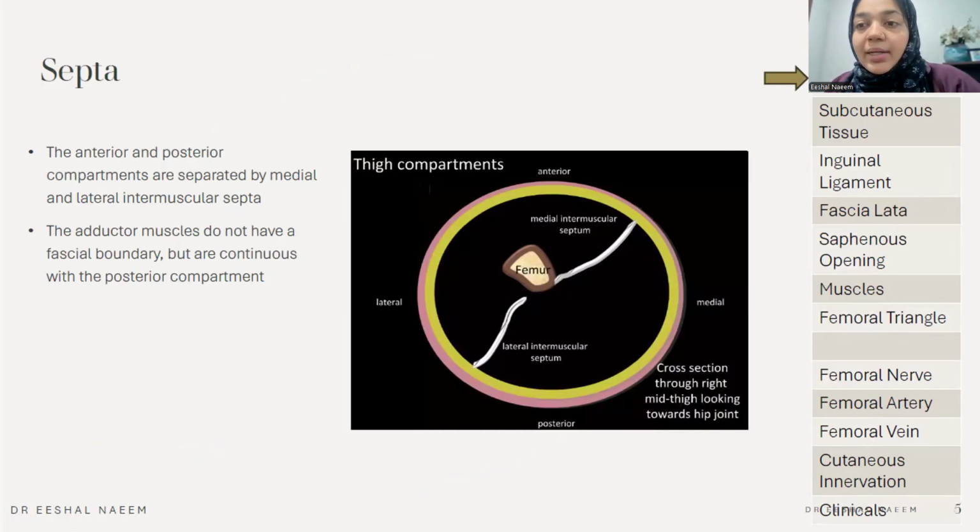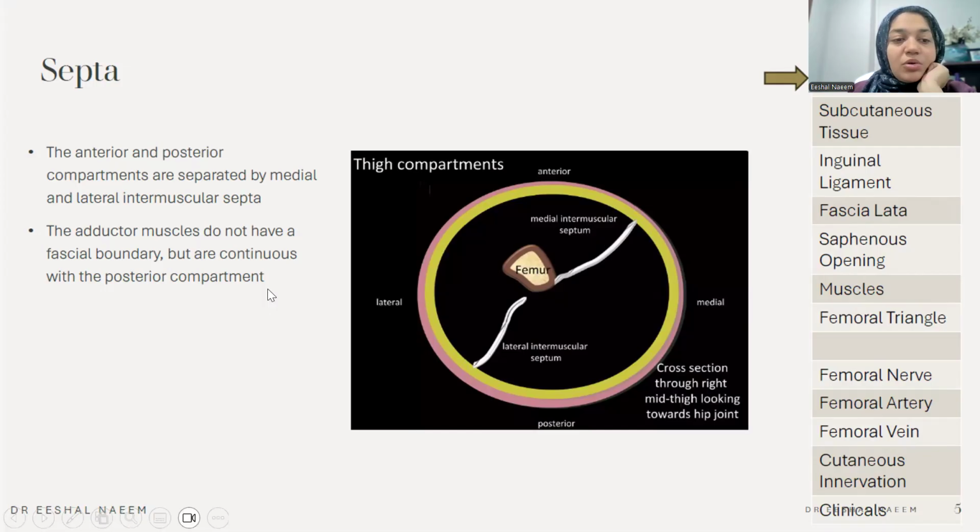Now, septa are like invaginations of connective tissue. The anterior and posterior compartments are separated by medial and lateral septa. As you can see on the cross section here, the femur is in the middle, and then we have the lateral and medial intermuscular septum that enclose really big blocks of muscles and make a packet of them in the front and the back of the femur.